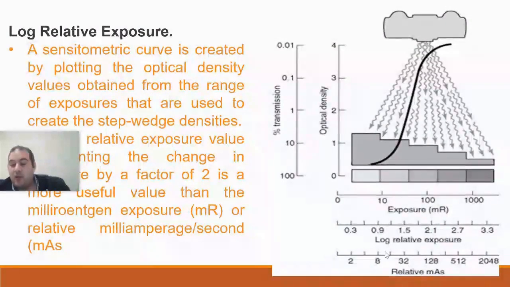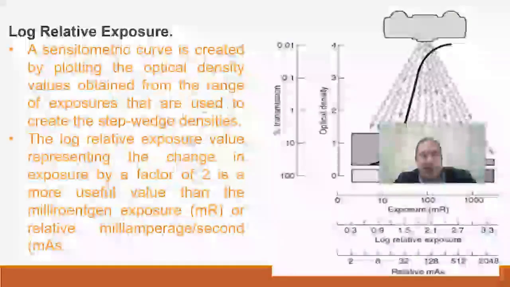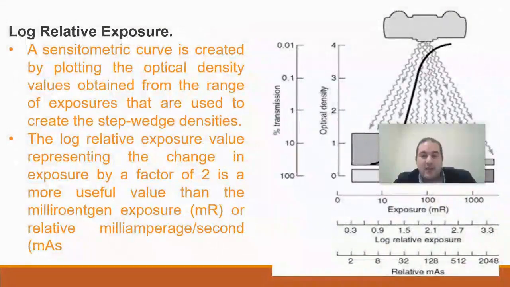The sensitometric curve plots optical density against exposure. The logarithm of relative exposure indicates a change by a factor of 2. The logarithm represents relative exposure, indicating a change in exposure by a factor of 2, which means you either double it or halve it. So the change you have is by the amount we were talking about.